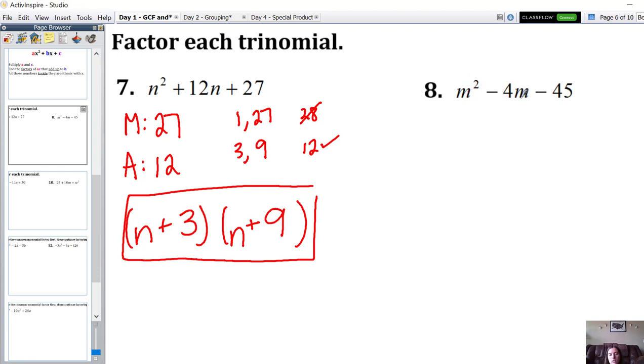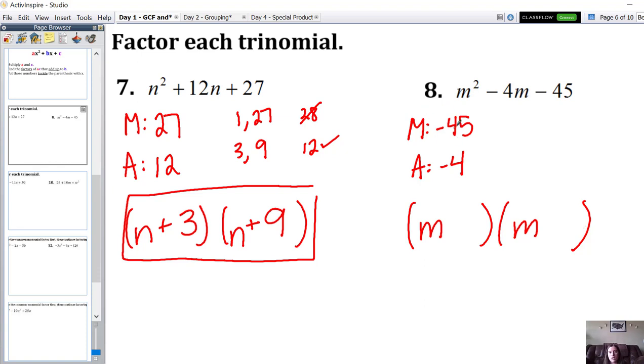Here we've got m squared minus 4m minus 45. I've got 1 times negative 45, so I need to see what multiplies to negative 45 that adds up to that middle number, negative 4. I'm going to go ahead and put my parentheses, so we have m and m. Now, we need to multiply to a negative number. So a positive times a positive is positive, a negative times a negative is positive, but a negative times a positive is negative. So I know in my factors, I'm going to do m plus something, and I'm going to do m minus something.